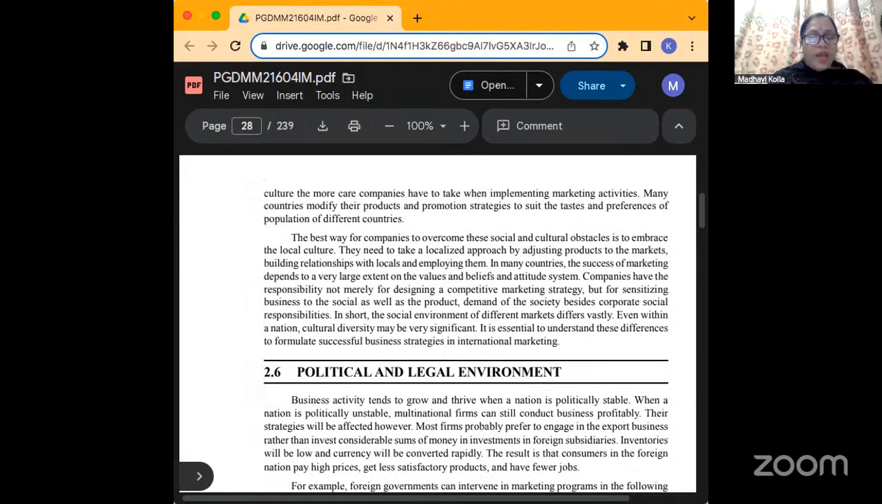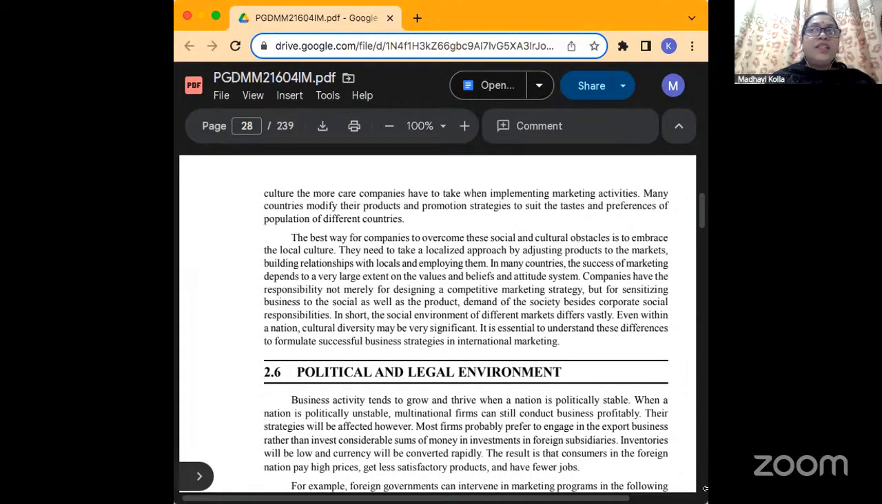So, the best way for companies to overcome these social and cultural obstacles is naturally to adopt or adapt to the local culture. If we are talking in terms of apparel, and we know that certain countries prefer a certain style of clothing, then we need to modify our clothing accordingly. We cannot say what works in India will work in the rest of the world.